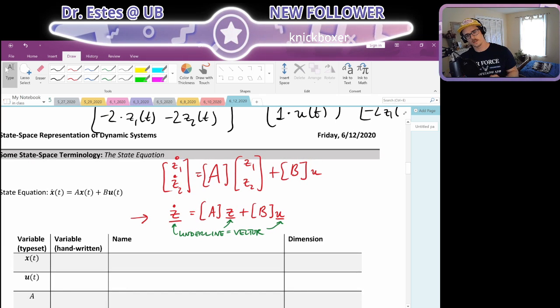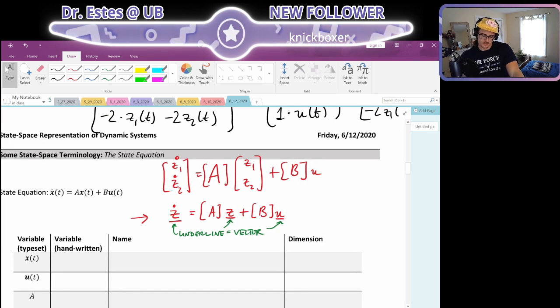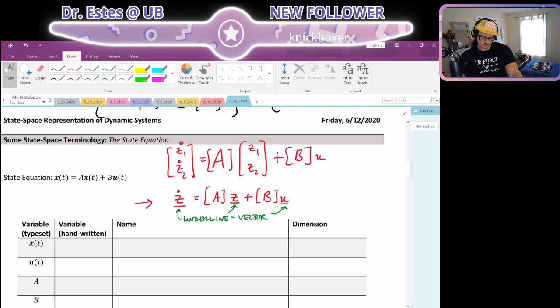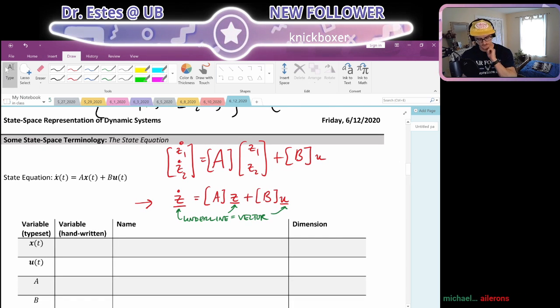I think we'll do an example of putting some equations for an airplane in state space form once we get a little more adjusted.